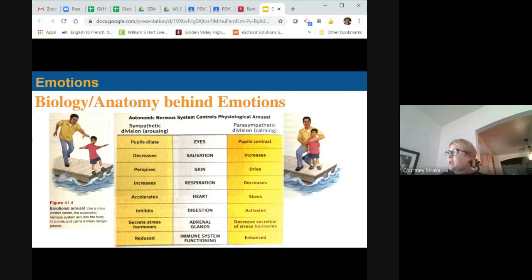Your body's like, hey, I'm in a calm phase, I can go ahead and digest this food that's inside. Your adrenal glands are going to decrease the level of stress hormone, lowering that level of maybe cortisol or adrenaline. And your immune system functioning is going to be enhanced because your body's not working overtime, so the immune system can really kick in.